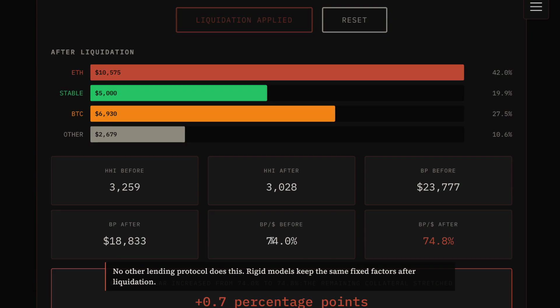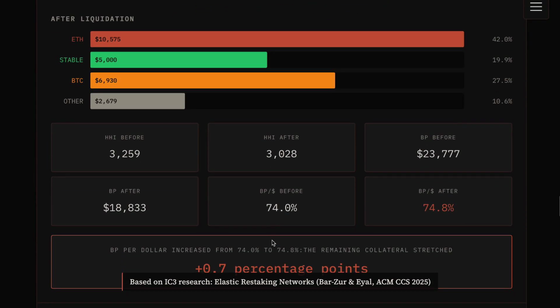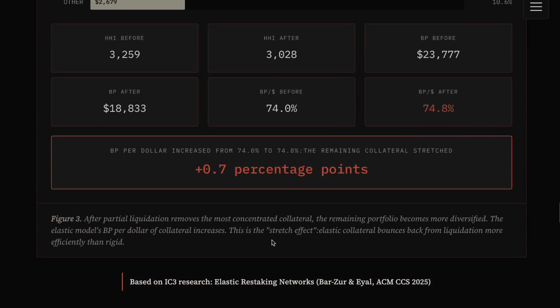77.8%. This shows that the portfolio after the liquidation applied to the most concentrated one is more diversified, which is the fact that we have liquidated the most concentrated group that we have. This makes the collateral stretch. And this is section 3.4 of the paper, which says that when a service fails, the remaining allocations expand to cover surviving obligations. Okay, we don't have enough time.